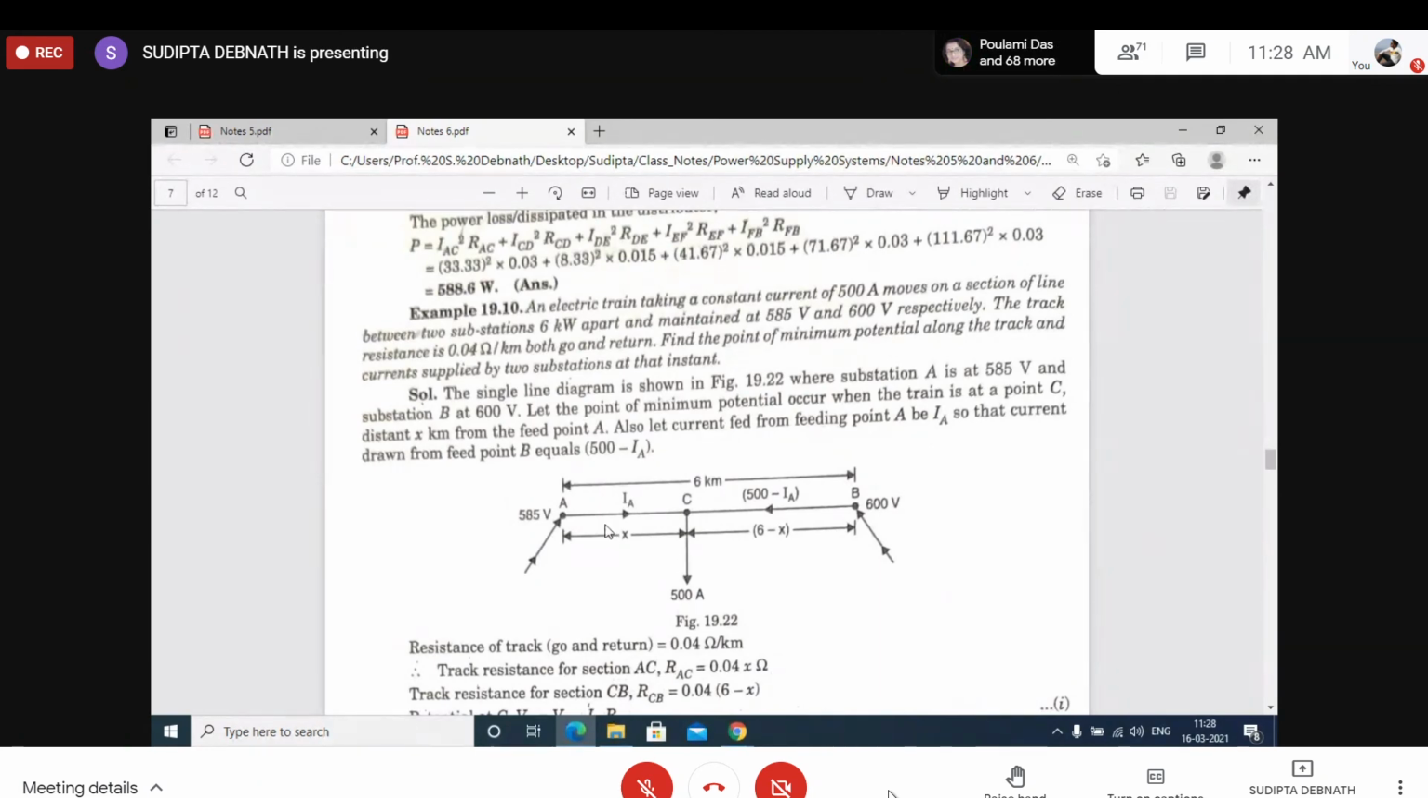Let us consider that the point of minimum potential along the track is at a distance x from this point A. So how to proceed? We have to find out the resistance of this section AC. The resistance of section AC is 0.04 into x, with x considered in kilometer. And this is 0.04 into (6 minus x), because this distance is 6 minus x. So they have found out RAC, and they have found out RBC.